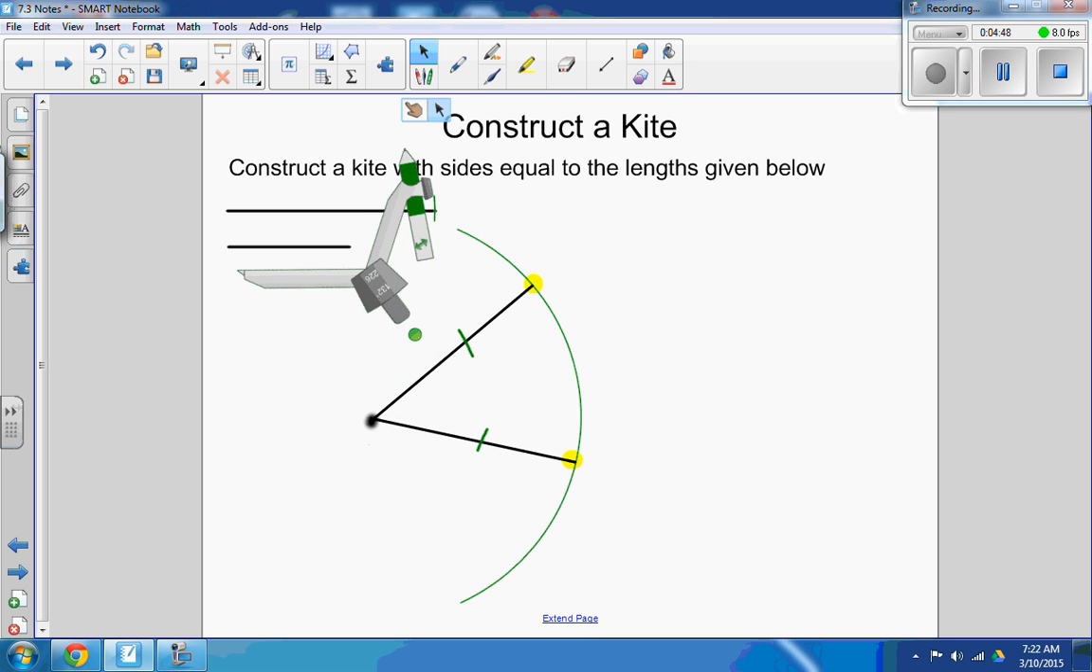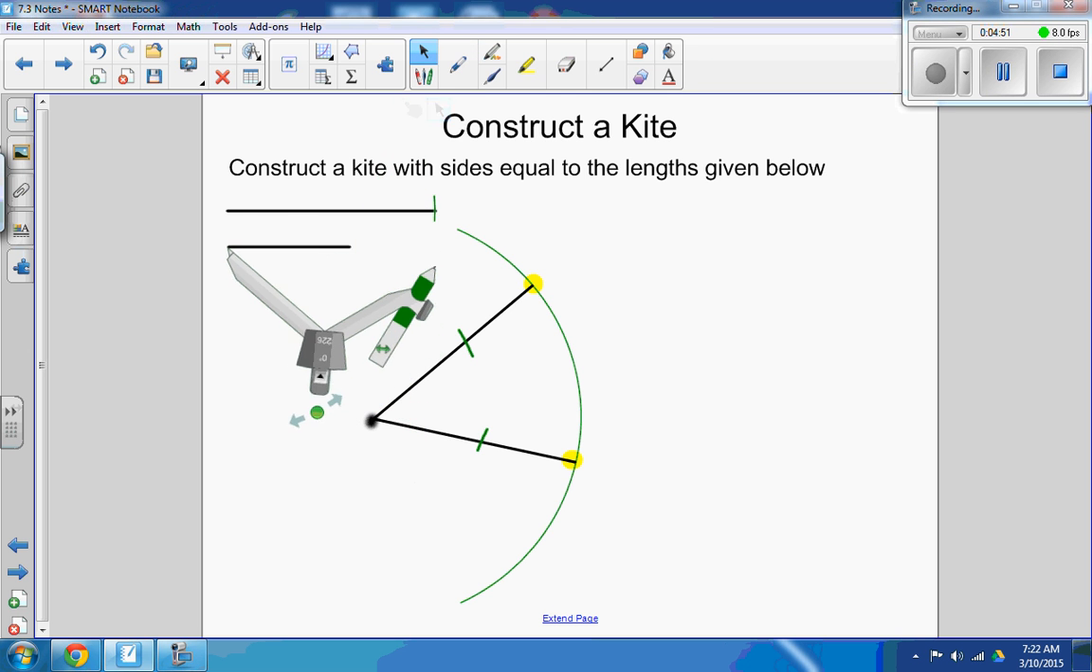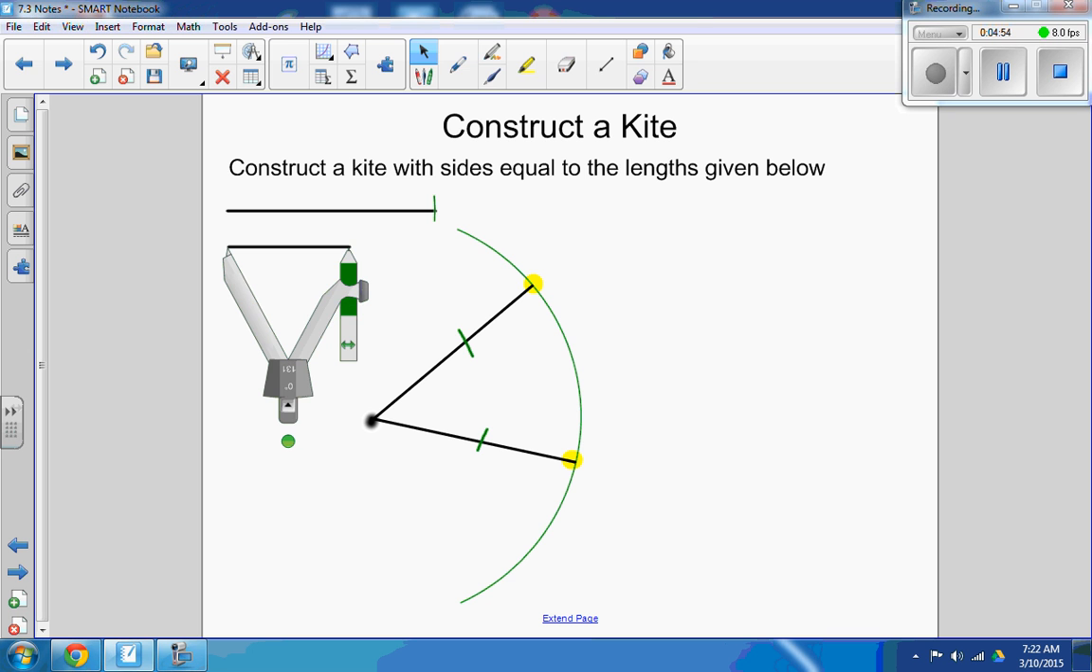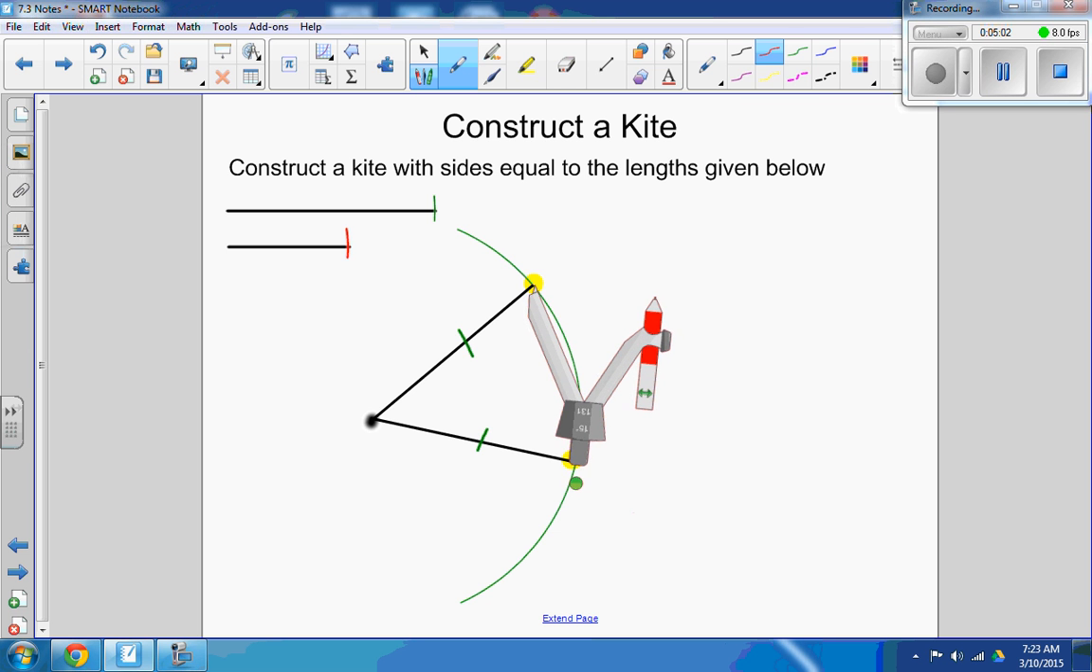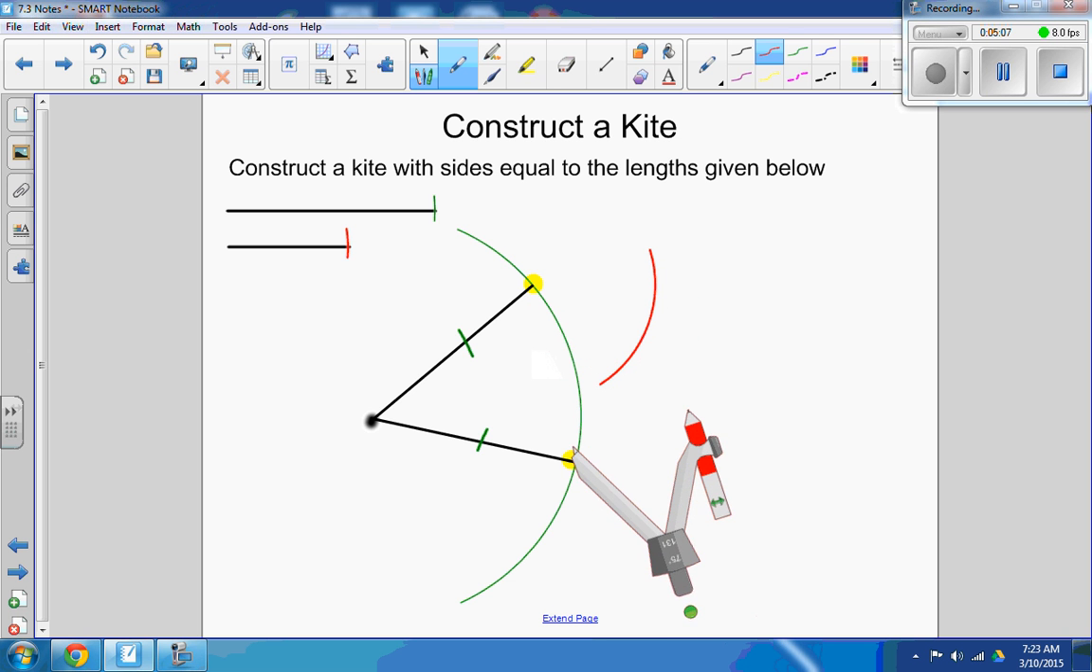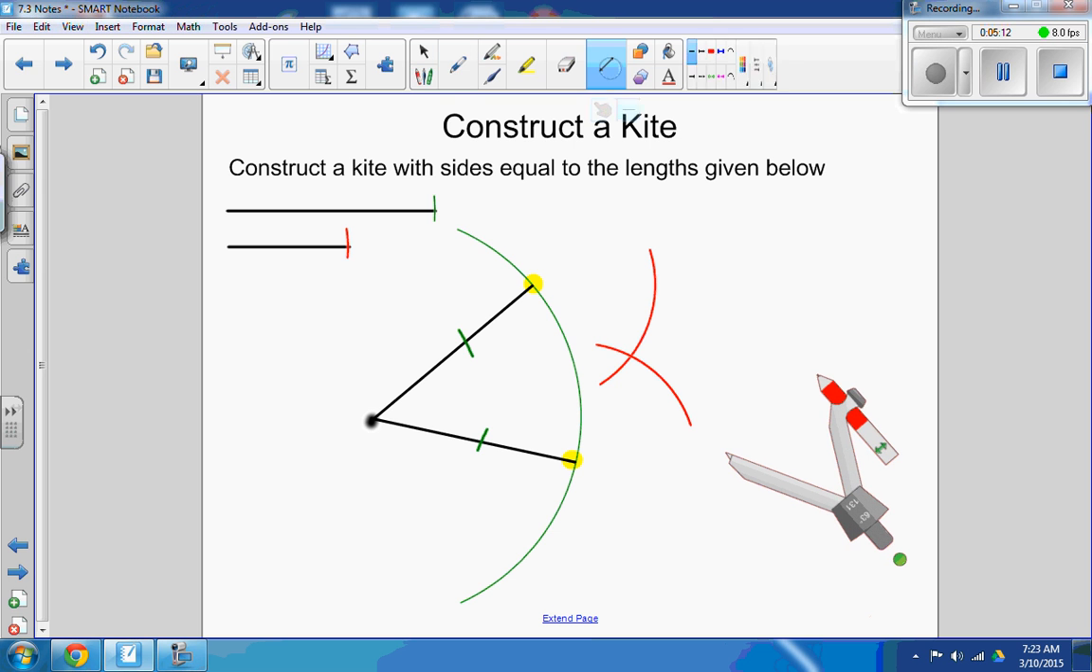Now let's go back to our compass. Let's get it equal to this length. Again, I'll make the arc to demonstrate I did that. And then I'm going to put my compass at the point on the arc, and I'm looking for my two new arcs to intercept. And there we go. There is our kite. And I know these two segments are also congruent because they're the same length with the compass. We've constructed a kite with those two segments.